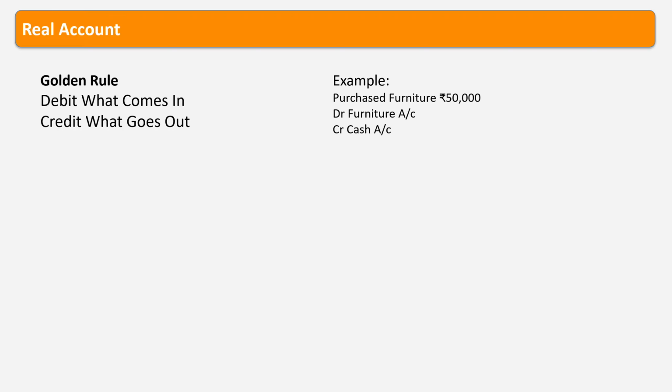If you are purchasing some goods in the market, after purchasing you are getting those goods into your home. So you need to debit the goods that come into your home, and you need to credit what you are giving for those goods. You need to credit the cash of the organization. So the same rule is applicable here: debit what comes in, credit what goes out. Okay, understand my point?